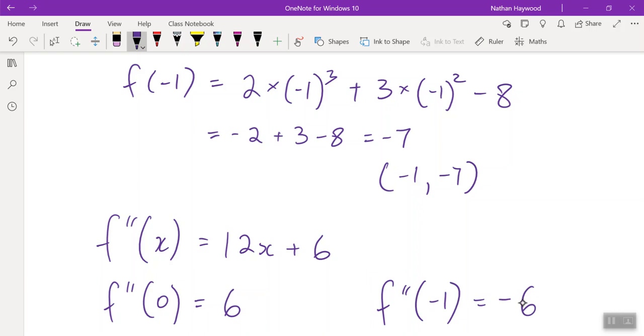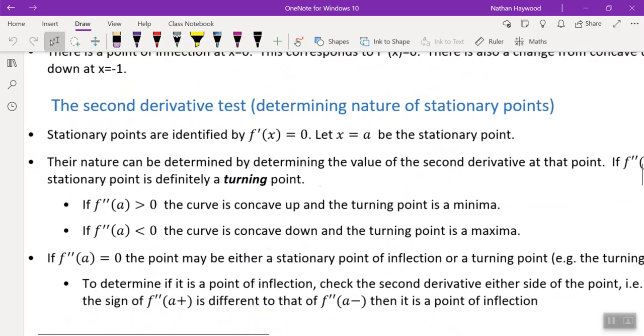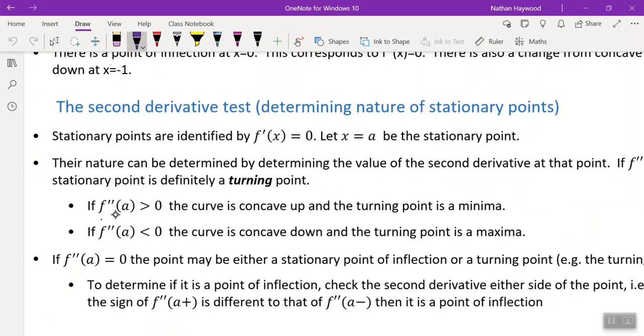Okay, so we've got this one is equal to positive 6 and this one is equal to negative 6. So does anyone know what that means? Notes quickly. If the second derivative is greater than 0, it's concave up and it's a minima. If it's less than 0, it's concave down and it's a maximum.